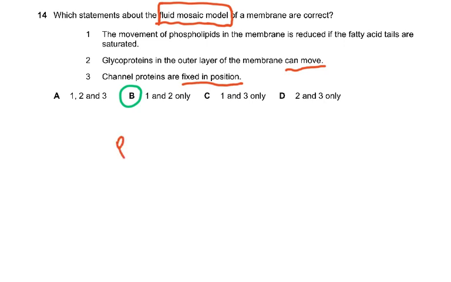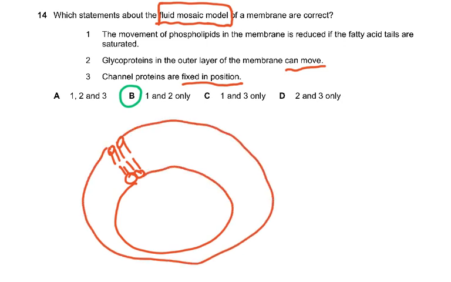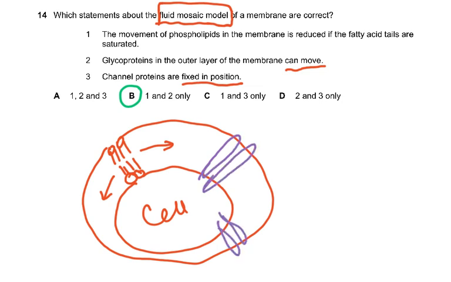Fluid mosaic model means what? We have this phospholipid bilayer, right? And this is a cell. And this entire phospholipid bilayer is surrounding this cell. And what does it mean, fluid mosaic? Fluid means that these phospholipid molecules can move laterally. Fluid, just like water can move in a glass. And what are the proteins? The proteins are present randomly. There's an arrangement of proteins all around. There could be channel proteins, there could be enzymes, active transport proteins, carrier proteins.